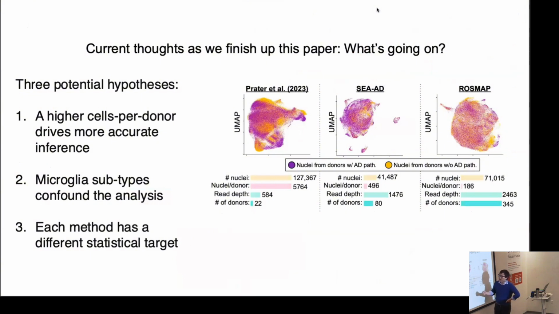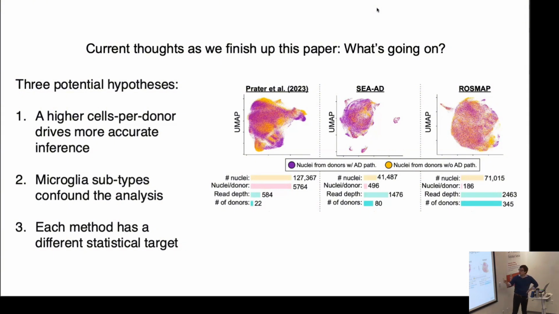And so this is what we're still working on, and I'd love to hear any thoughts. We might have some hypotheses on why on earth this phenomenon is happening. The first one is maybe it's not just the number of donors that's driving the power, but maybe, in fact, the cells per donor number is also driving the power, because in this large data set with 345 people, I had by far the least number of cells per donor, compared to this data set, which had the highest correlation, not as many donors, but certainly more cells per donor, so maybe that matters.